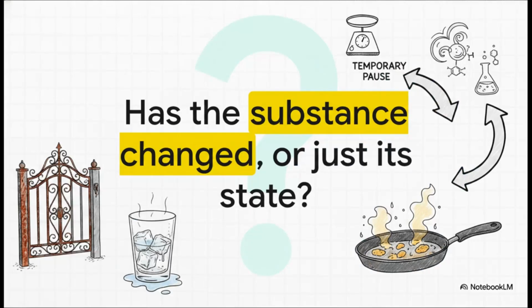So I want you to look around your own surroundings right now. Try to spot the rust on a gate, the ice melting in your glass, or food sizzling in a pan. Are the changes you see just temporary pauses on a two-way street, or are you witnessing a permanent, irreversible transformation of identity? Once you know how to read the signals, the ordinary world stops being static and becomes a thrilling, dynamic laboratory.